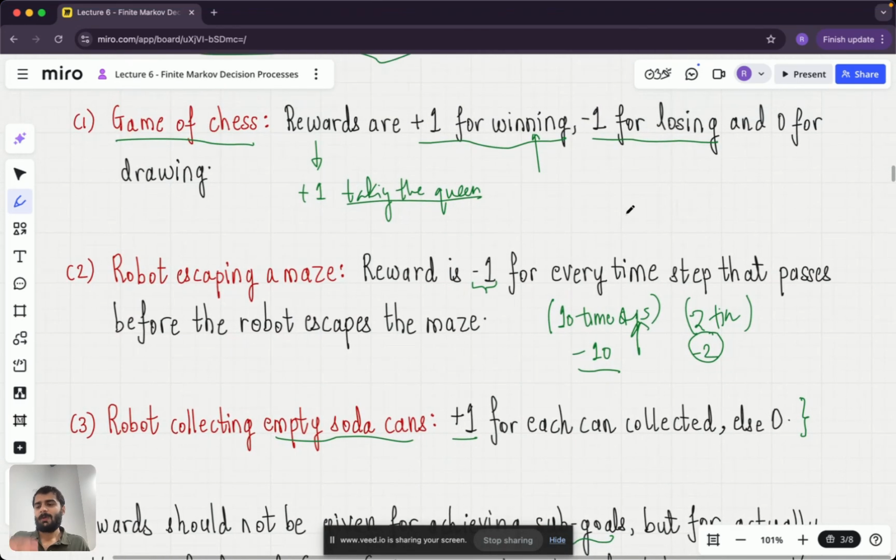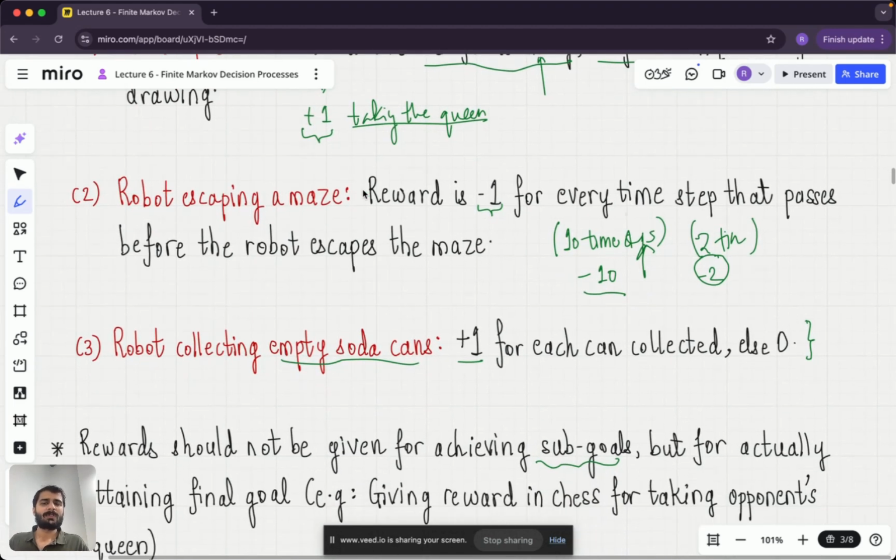Now, we'll look at one subtlety while formulating the rewards. You might be tempted sometimes to give a reward for sub goals. For example, in the game of chess, if we give a reward of plus one for taking the opponent's queen, what this will do is that it will confuse our agent. The agent will not know whether it's supposed to win the game or it's supposed to strategize the move such that the queen of the opponent is taken. So, reward should not be given for achieving sub goals, but for actually attaining the final goal.